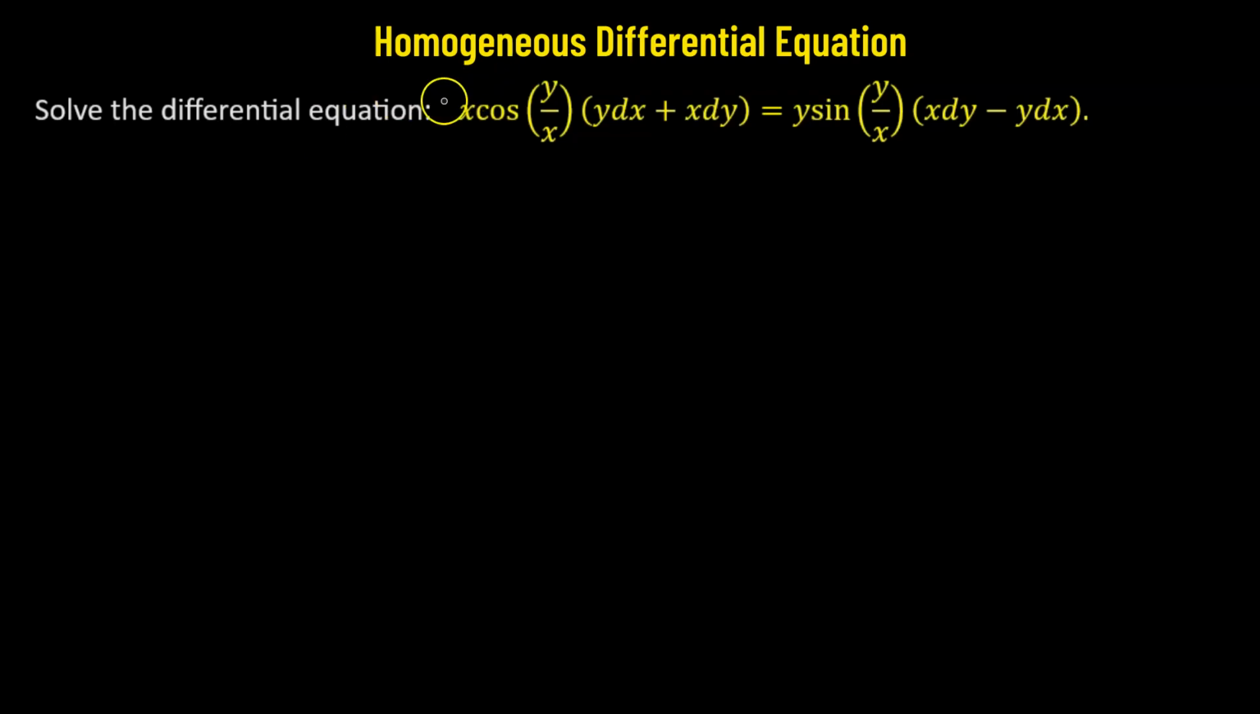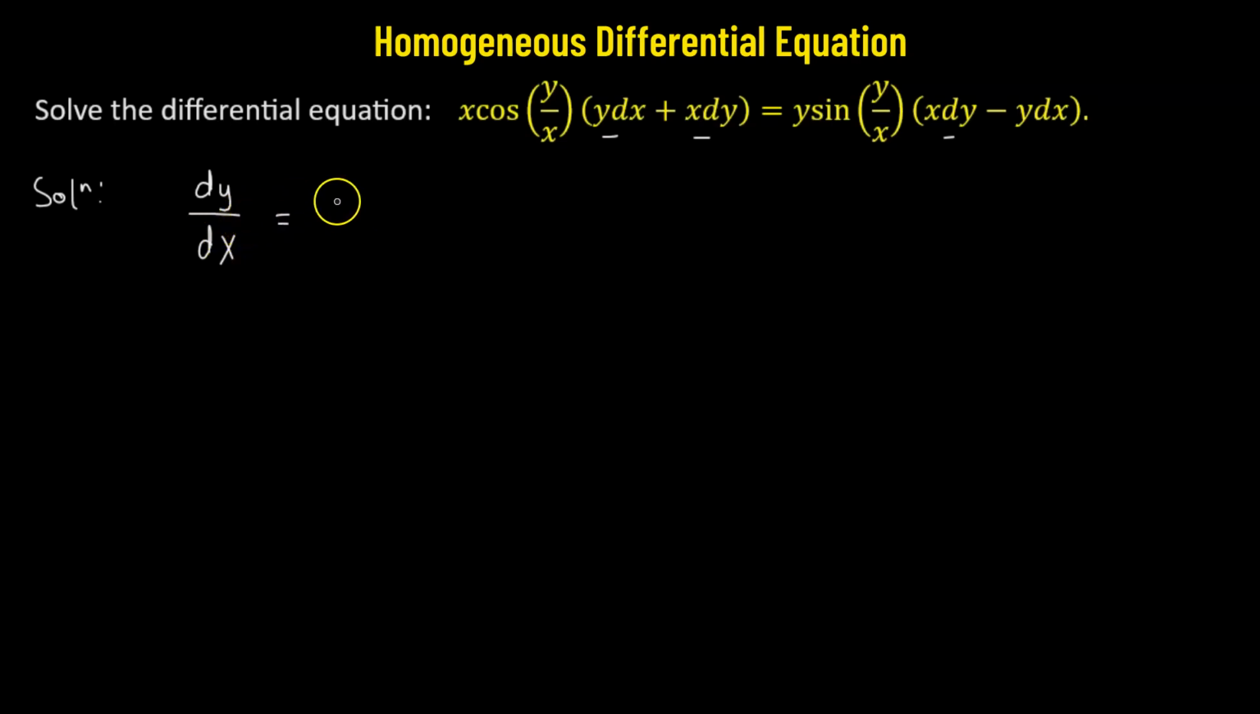Let us solve the given differential equation. First things first, what we have to do is rewrite the differential equation in terms of dy over dx. Here I'm going to leave it as an exercise for you to distribute x times cosine of y over x with the two terms, and similarly y sine y over x with these two terms, and rearrange the terms to obtain dy over dx.